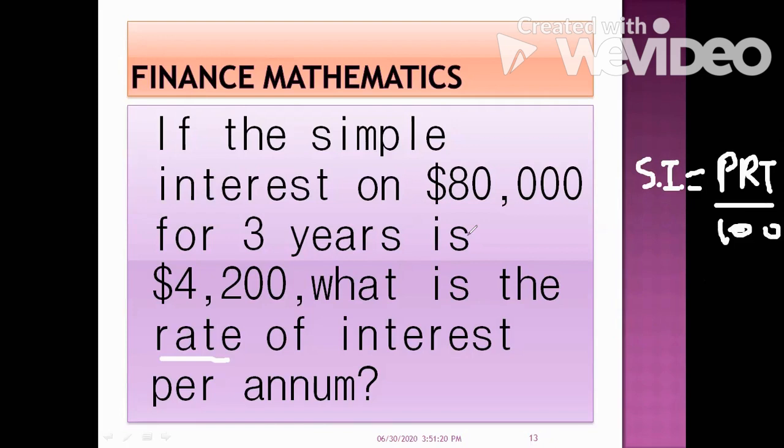All right. So the principal is, by the way, if you read this question fast enough, you might think that the simple interest is 80,000, but it didn't say that. It says if the simple interest on this amount of money, you have to read the question very carefully. If the simple interest on this amount of money for 3 years is 4,200, so what is simple interest? 4,200.